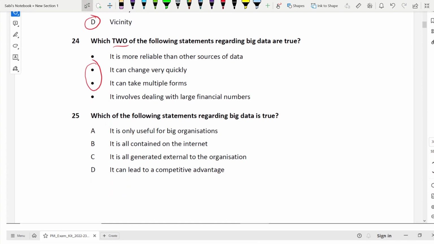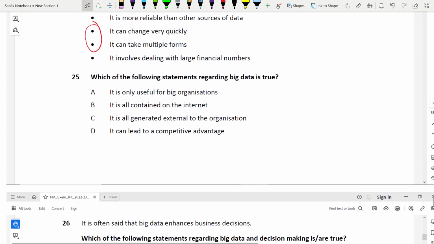25. Which of the following statements regarding big data is true? A, it can only be useful for big organizations. Is it true? No. Smaller organizations can use big data too. For example, they can see their customer feedback from their social media, right, and analyze it. B, it is content on the internet. No, big data could be anywhere.